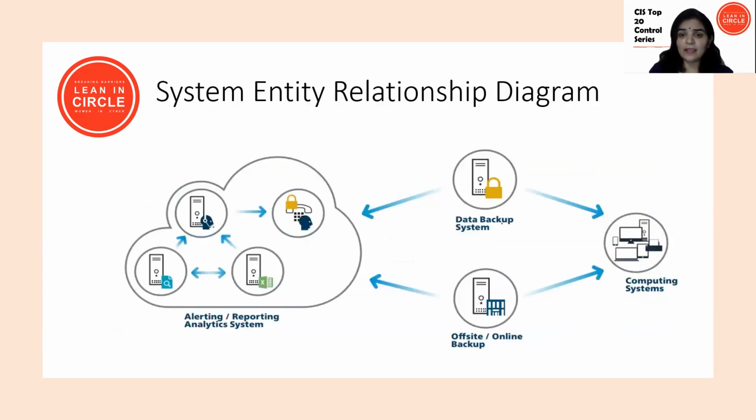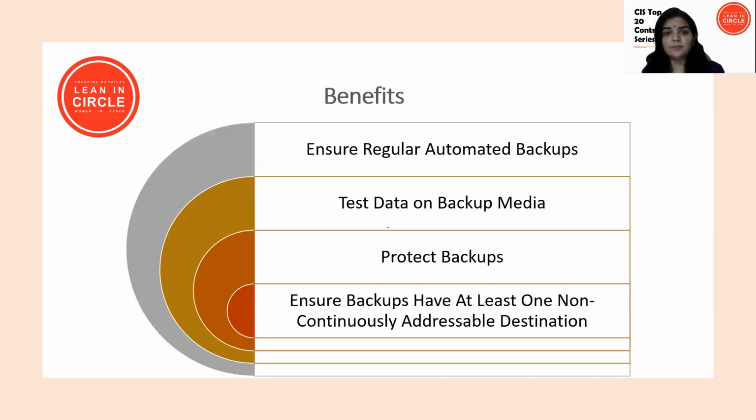This is a system entity diagram. So the data backup system is there, offline and online backup is there. As we talked about, sub-control 1 talks about the offline backups. The computing systems are also there, and the alerting and reporting systems. So from everywhere, we are taking the backup and the system is created.